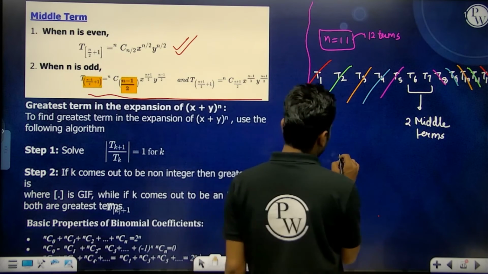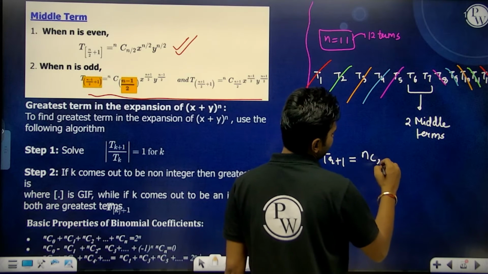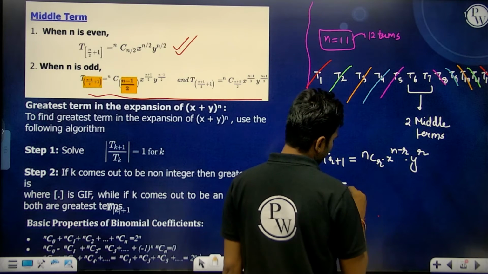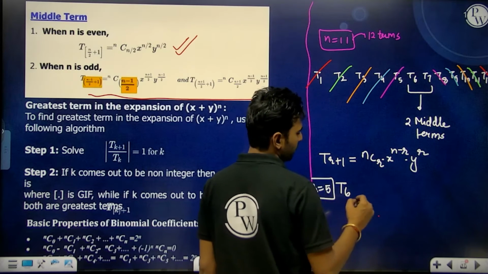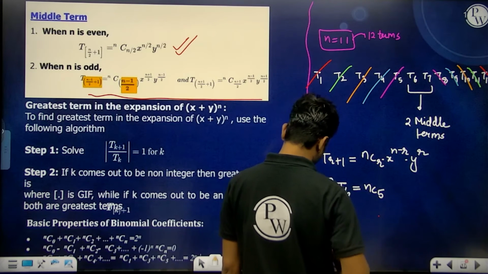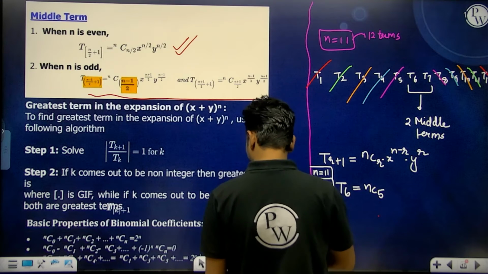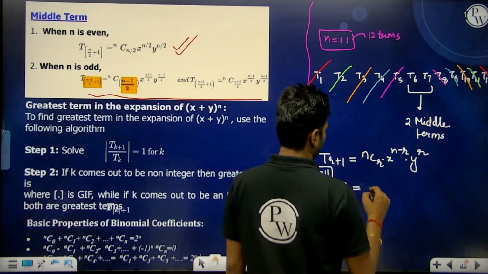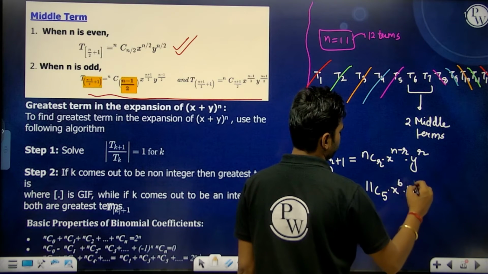So T6: if you want to write down the general term, the formula for the general term is T(R+1) equals nCR into x to the power n minus R into y to the power R. If you want to write down the T6 term, then the value of R is going to be 5. So it is going to be nC5, and over here n is equal to 11. So the middle term is going to be 11C5 x to the power 6 into y to the power 5.